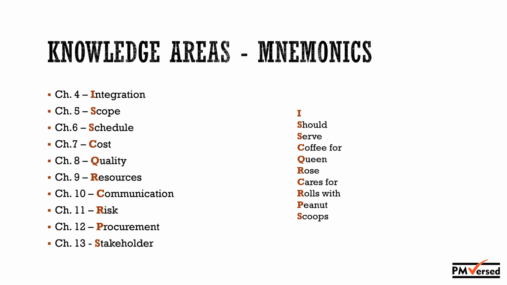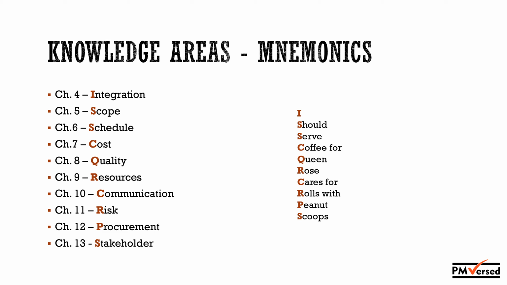So one way to remember all the knowledge areas that exist in the PMP exam is to remember the chapters and to also use mnemonics. If you correlate the chapter numbers in the PMBOK, you can see that chapter 4 correlates to integration, chapter 5 is scope, chapter 6 schedule, chapter 7 cost, chapter 8 quality, chapter 9 resources, and so on. And for each of those, you can use the first letter of each word to create some sort of mnemonic that makes sense to you.